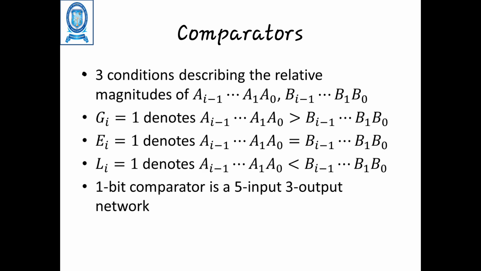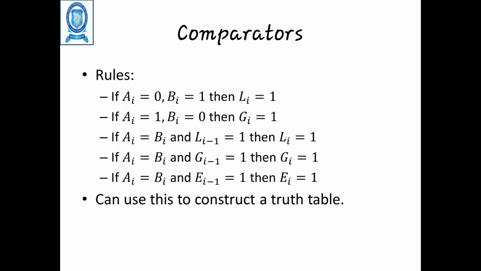Here we can use one comparison rule. This rule says that the 1 bit comparator is a 5 input and 3 output network. The rules here are: Ai equal to 0, Bi equal to 1, then Li equal to 1. Here, B is automatically high, which means A is lesser, so Li equal to 1. If A is 1 and B is 0, which is greater? A is greater. That represents Gi equal to 1.